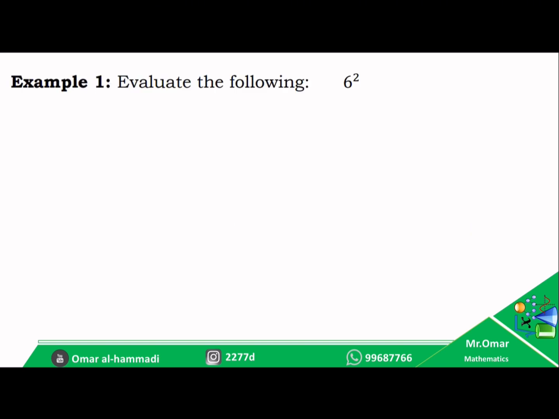Example: evaluate the following. 6 to the power 2. What is the meaning of 6 to the power 2? The meaning is 6 multiplied by 6, 2 times, which is equal to 36. Clear? This is not the meaning of it: 6 multiplied by 2. This is wrong. Please don't do it like this. This is a wrong answer.